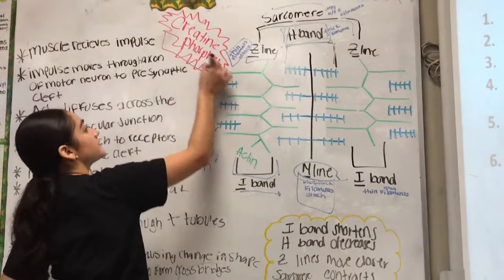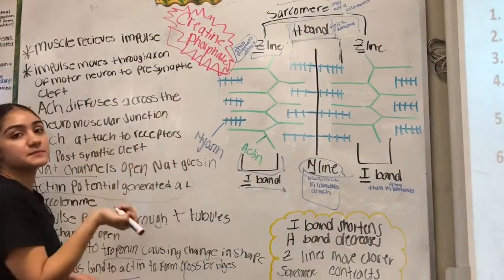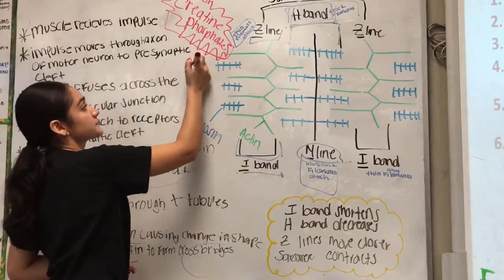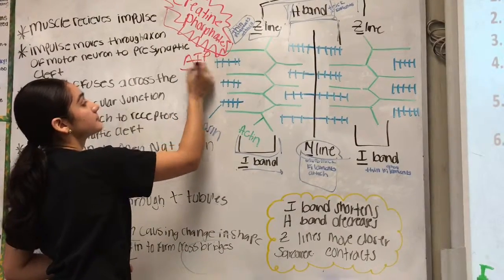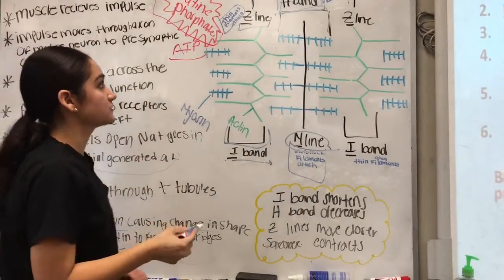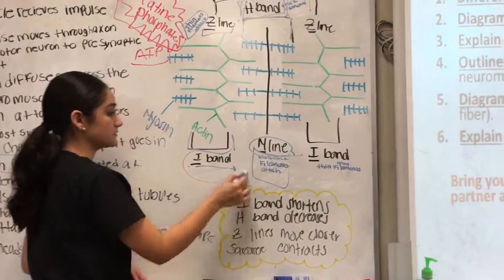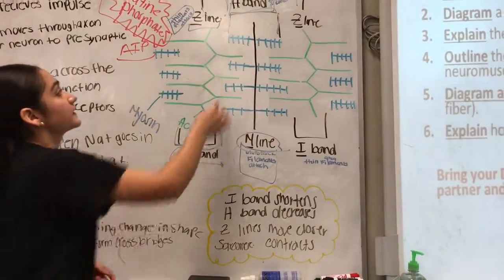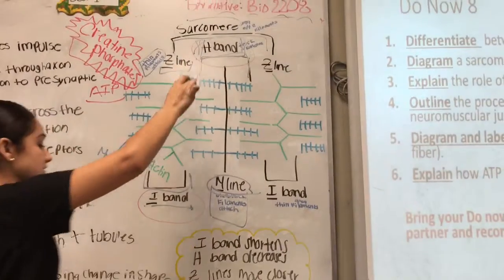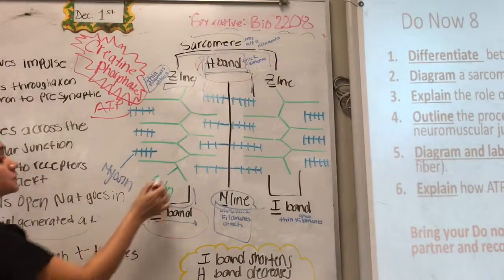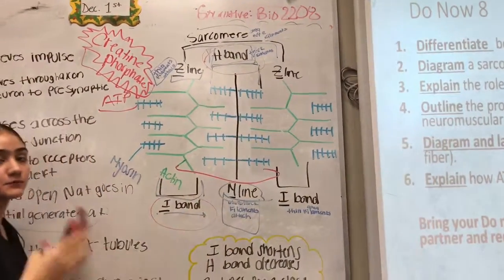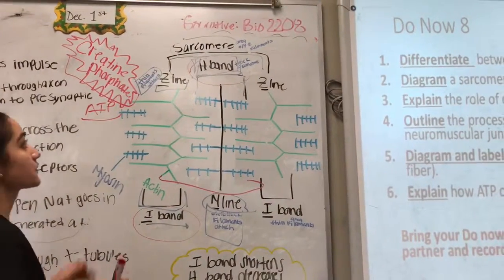We have creatine phosphate, which will provide a phosphate to make ATP. And during muscle contraction, the I band will shorten, and the H band will decrease, and then the two Z lines are going to move closer, and the sarcomere will contract.